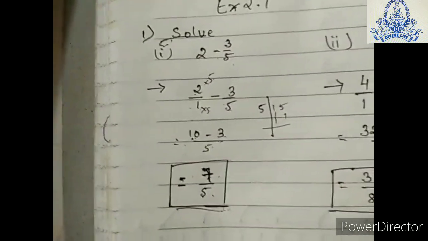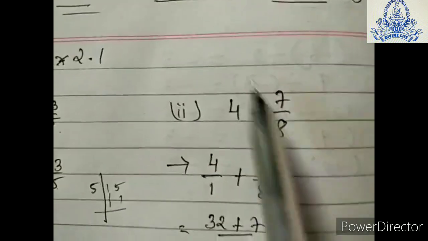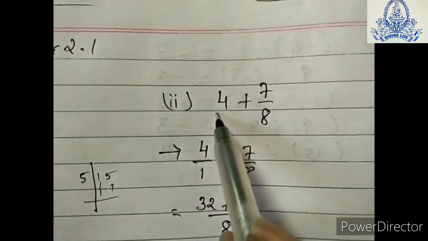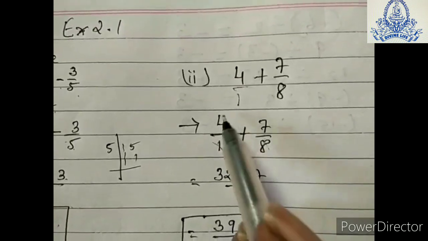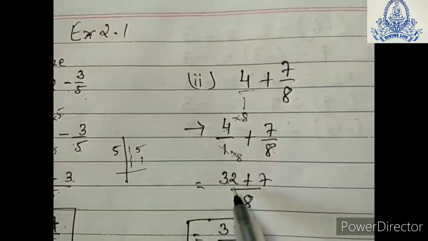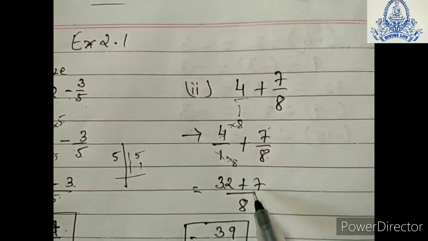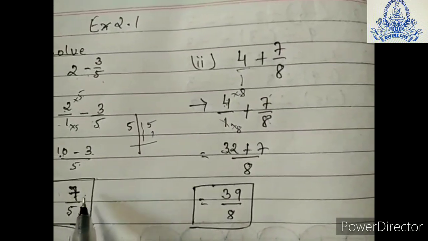Question number 2 we will move to. It is 4 plus 7 upon 8. Here also we will take 1 as a denominator. The LCM of 1 and 8 is the same, 8, we are taking. Now in the 1 table, it is 8 coming. 1 eights are 8, and 8 fours are 32. The same 8 we will multiply at the numerator. So 8 fours are 32 plus 7. 32 plus 7 we get 39 upon 8. Similar to the first sum, same.